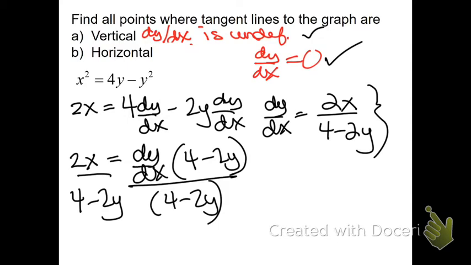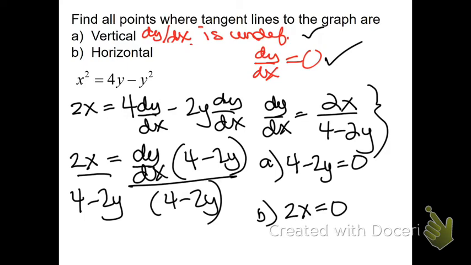So rereading the question, find where we have vertical tangents and horizontal tangents. Okay, don't mix them up. Part A, the vertical tangent is when the denominator equals 0. Part B, horizontal tangent will be when the numerator is 0. Okay, solve that. Part A, we'd get y equals 2. And part B, we get x equals 0.